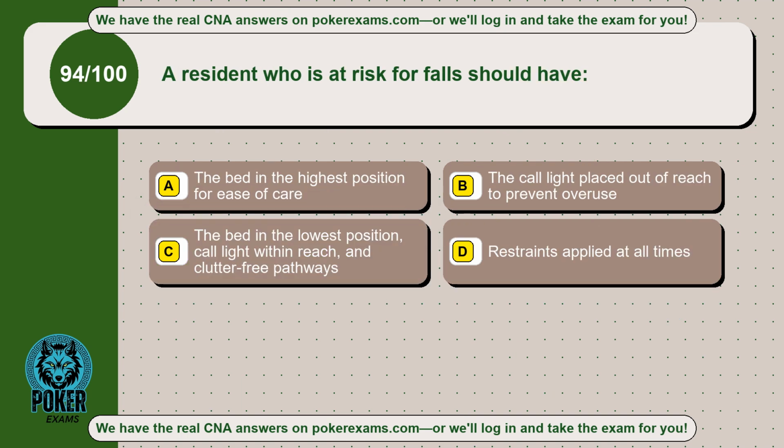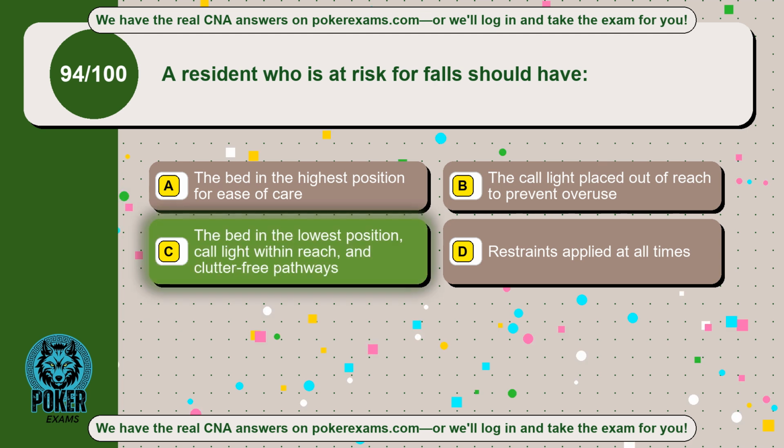Question 94. A resident who is at risk for falls should have: Option A, the bed in the highest position for ease of care. Option B, the call light placed out of reach to prevent overuse. Option C, the bed in the lowest position, call light within reach, and clutter-free pathways. Option D, restraints applied at all times.